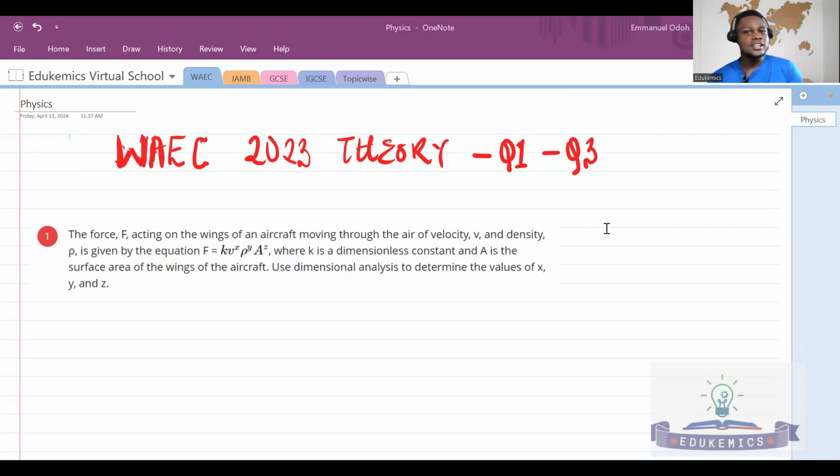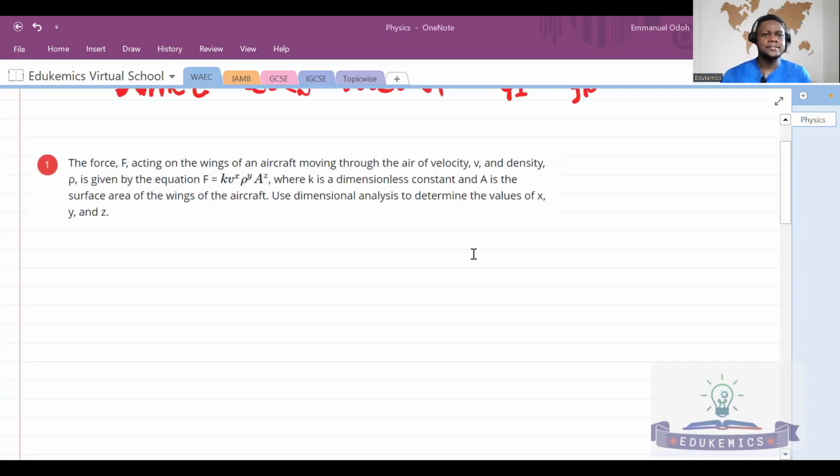So WAEC 2023 theory, question 1 to question 3. As you can see, question 1 is on the screen. The question is: the force F acting on the wings of an aircraft moving through the air of velocity v and density rho is given by the equation that's given, where k is a dimensionless constant and A is the surface area of the wings of the aircraft. Use dimensional analysis to determine the values of x, y, and z.